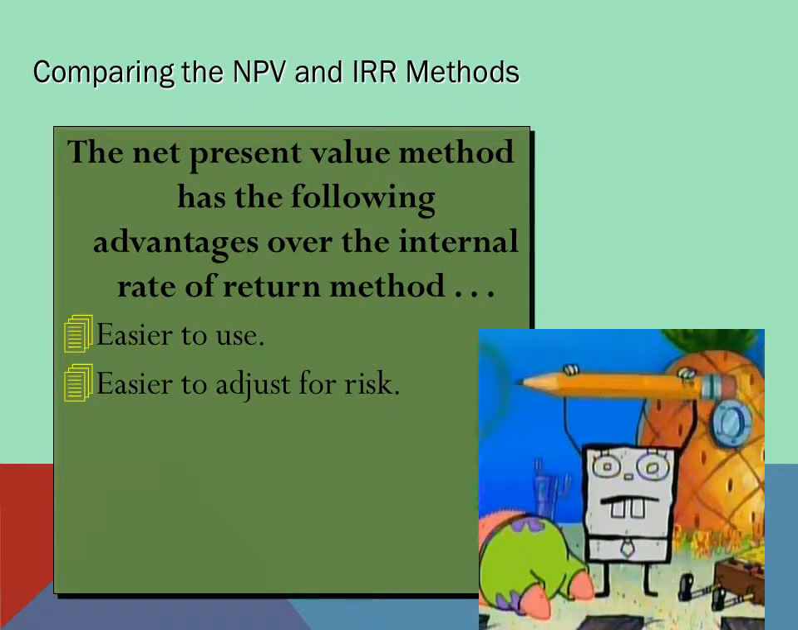The net present value method exhibits two potential advantages over the internal rate of return method. First, if the investment analysis is carried out by hand, it is easier to compute a project's NPV than its IRR. A second potential advantage of the NPV method is that the analyst can adjust for risk considerations.